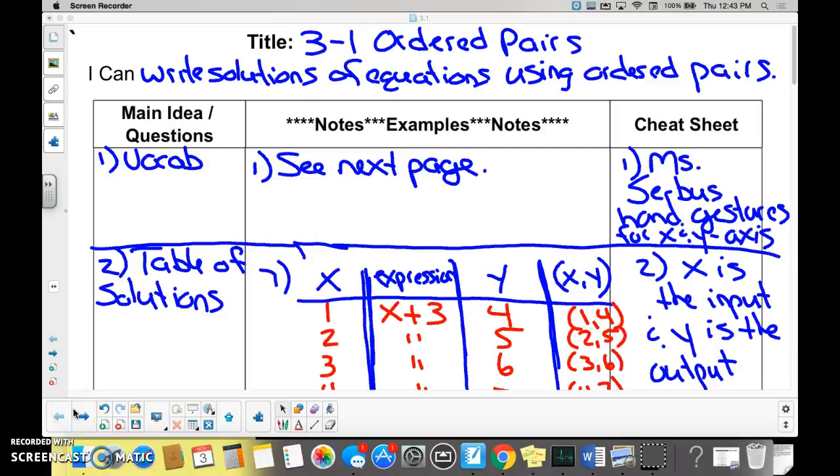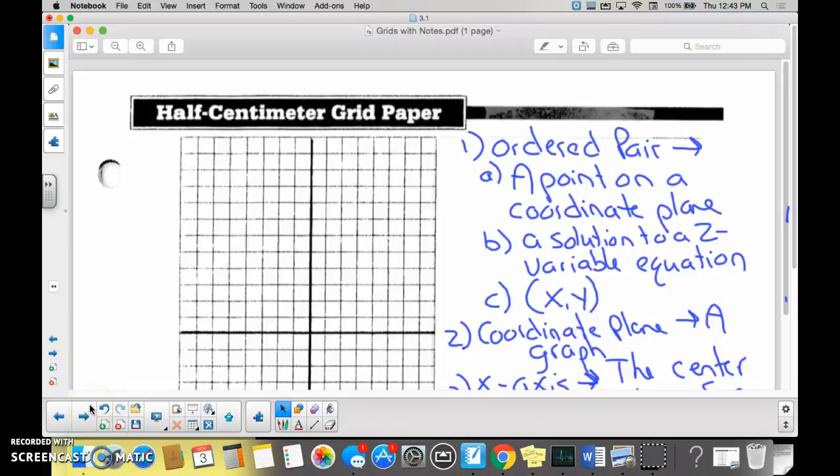Solutions of equations using ordered pairs. All right, so solutions of equations using ordered pairs. The first note says see next page. So all of you are going to flip in your notes to the next page, or digitally scroll down to the page break.